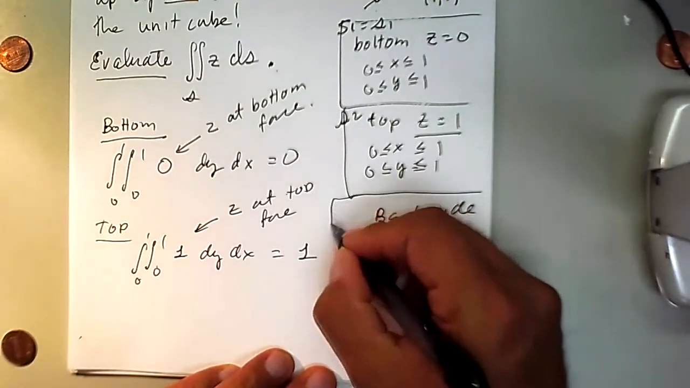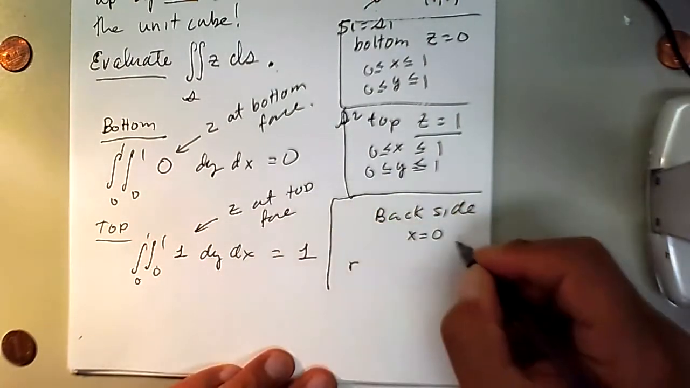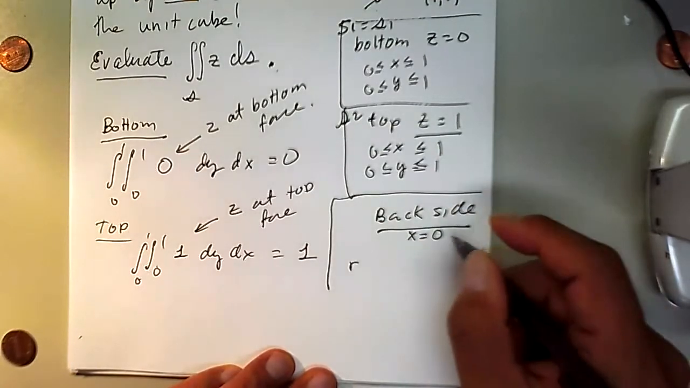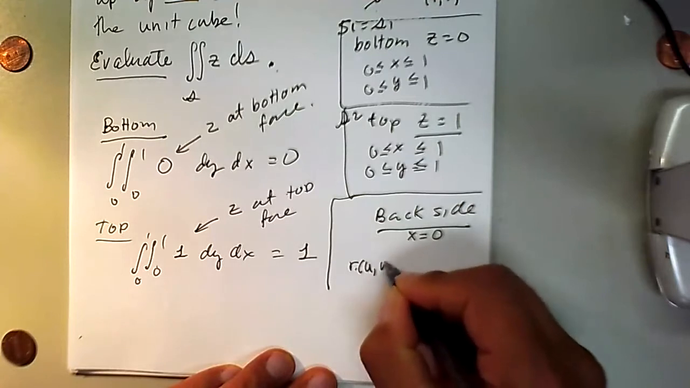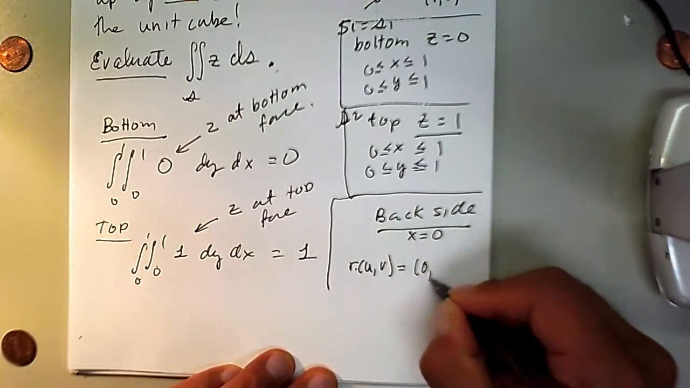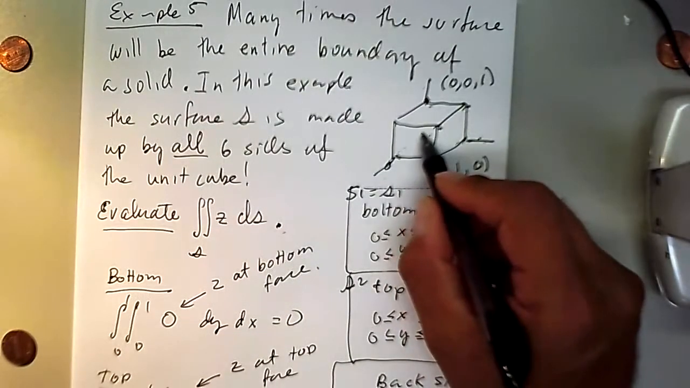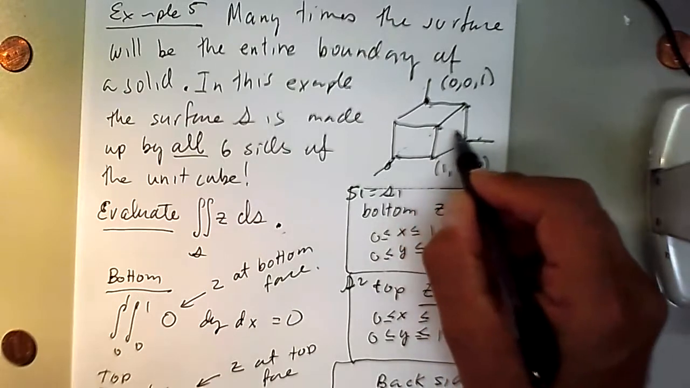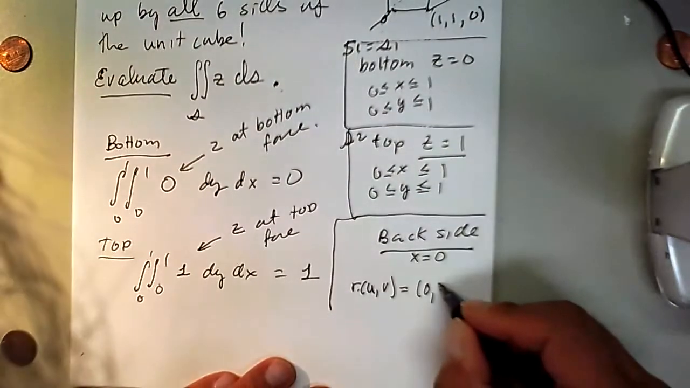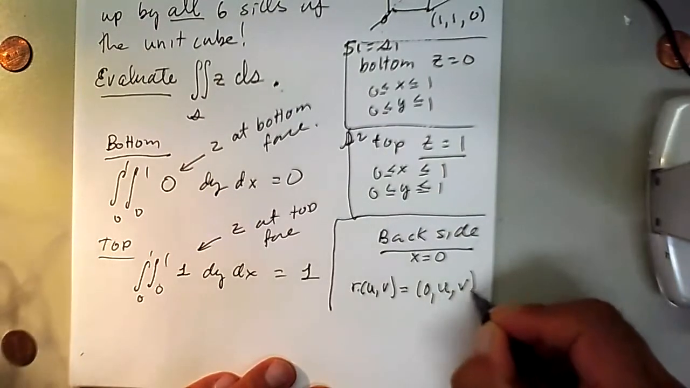So let me make a square here because what we're doing here is not part of this. So this is the back side. Okay, x is equal to 0. But then y varies. On the back side, y varies between 0 and 1. And so does z. So we can call this u and v.